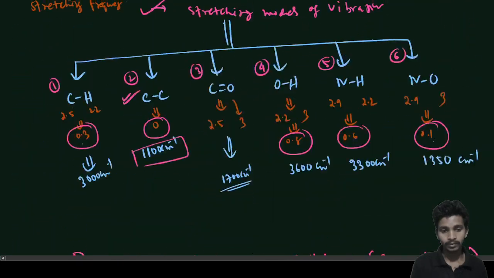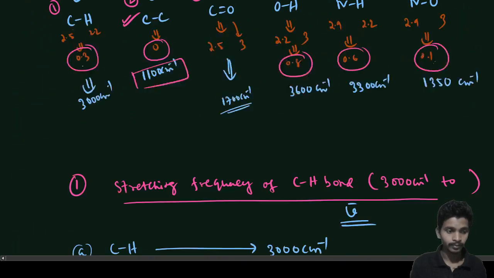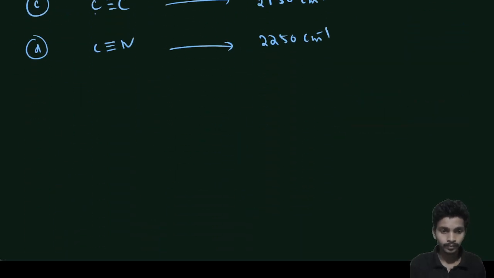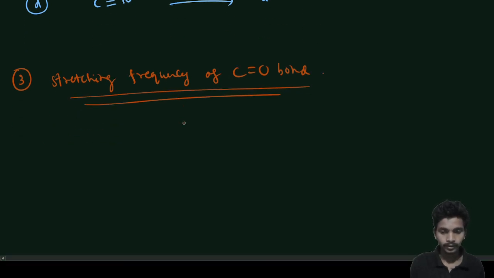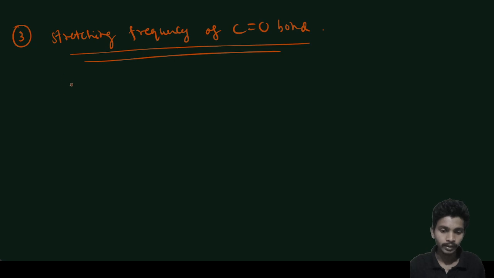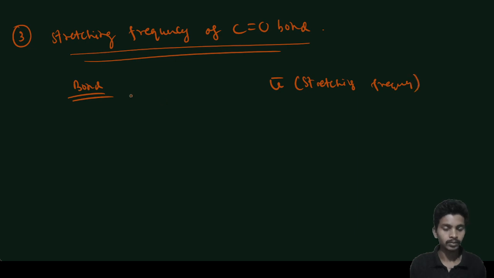Now we will discuss the third type, that is the stretching frequency of the C double bond O bond. Wherever the stretching frequency is there, these are the CO bonds.